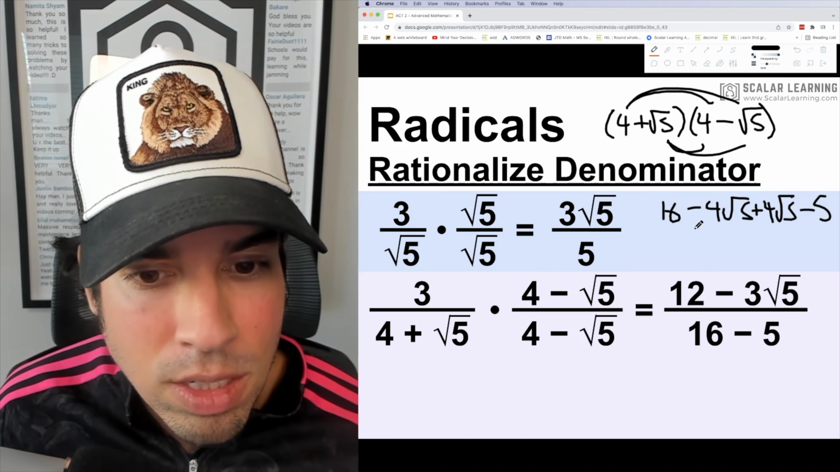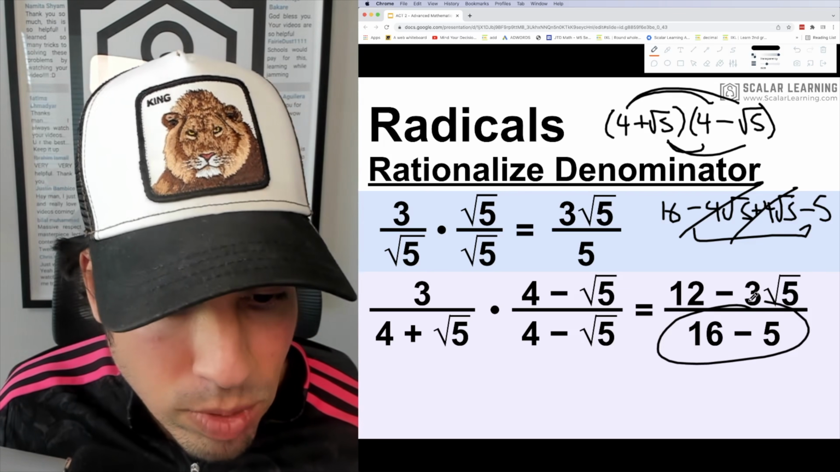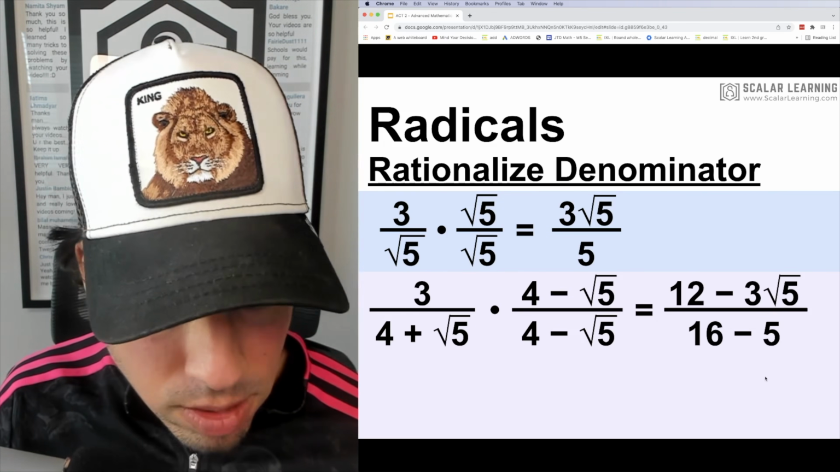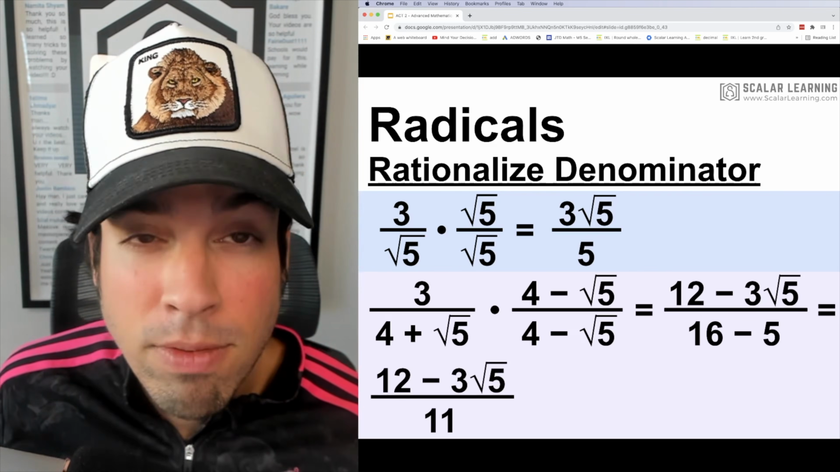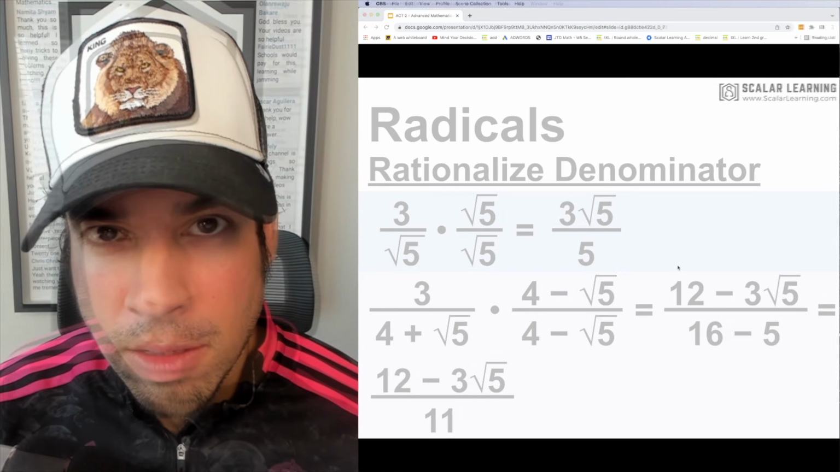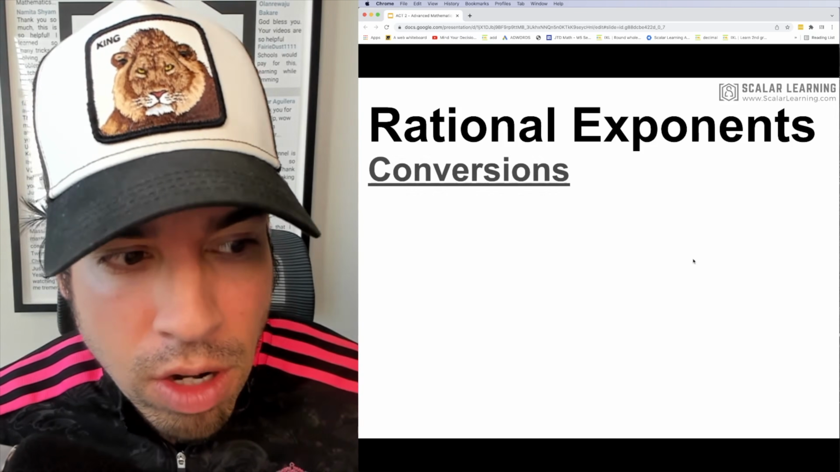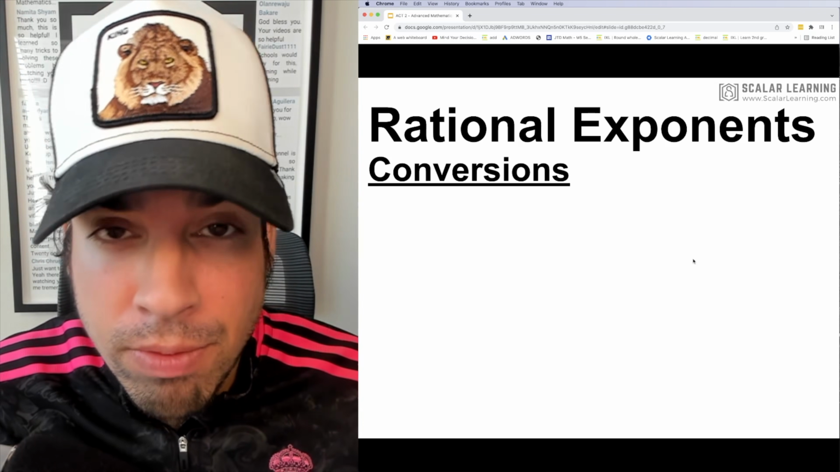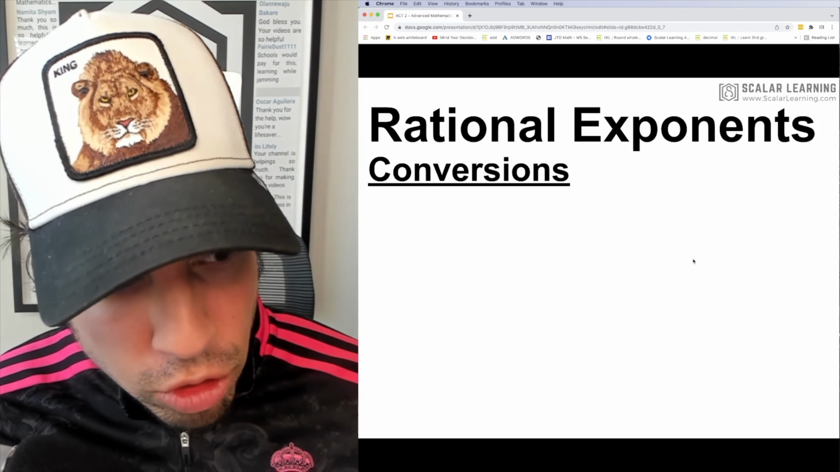And then look, these guys are opposites. They cancel out. That's what we want. And that's why we end up with 16 minus 5. So now we can simplify this to 12 minus 3 radical 5 over 11. Boom, done. Next, let's talk about rational exponents. So these are essentially exponents that are fractions, and we want to convert them to radical form a lot of times to evaluate them. So check this out.